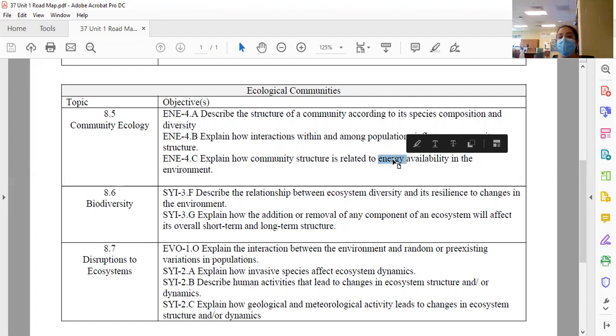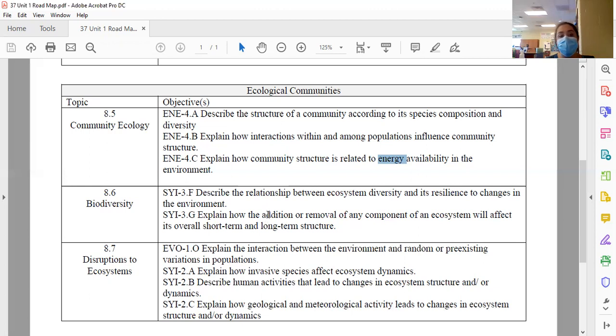The next topic we're going to talk about is biodiversity. So we're going to look at how biodiversity contributes to resiliency in an ecosystem. In other words, if something changes, if there's a drought, if there's a disease that starts in a community, we're going to look at how ecosystem diversity affects whether or not that ecosystem survives or whether it crashes.